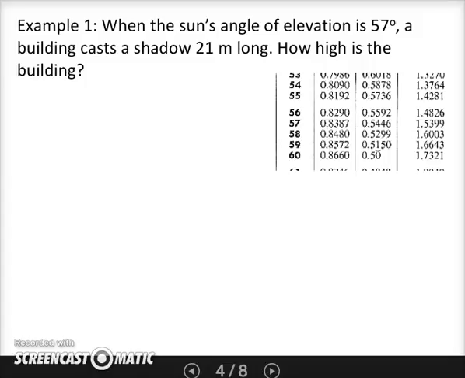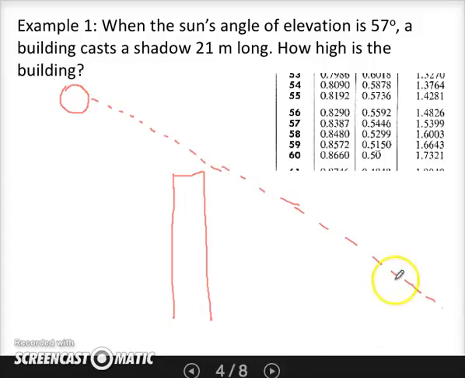Here's a first example. When the sun's angle of elevation is 57 degrees, a building casts a shadow 21 meters long. How high is the building? Okay, well, we certainly have to draw a picture here. I'm going to make my building somewhere in the center here. I'm going to make the sun way up high in the sky, and the sun's rays are striking the top of the building and continuing downwards till they reach the ground.